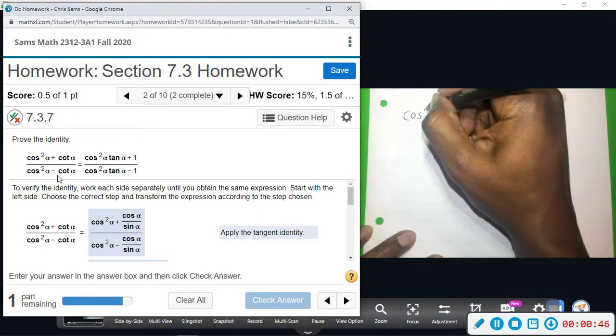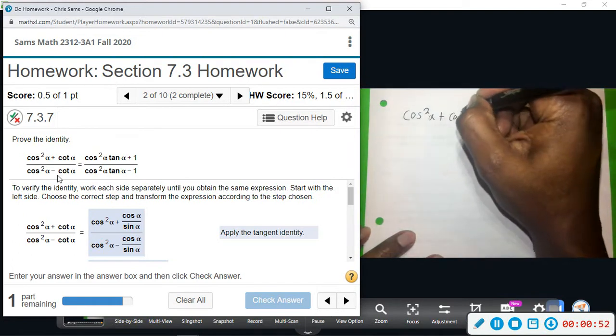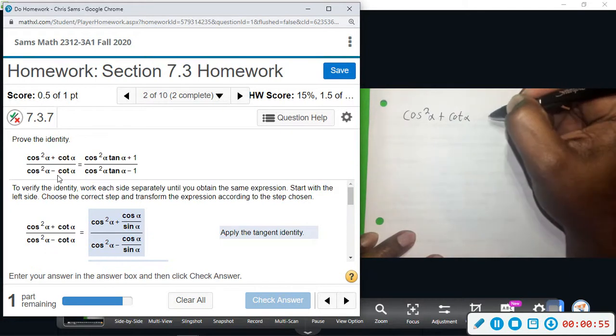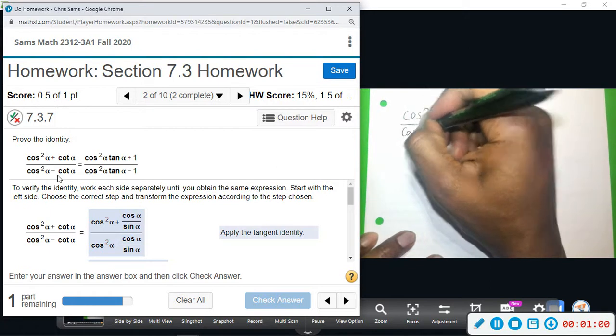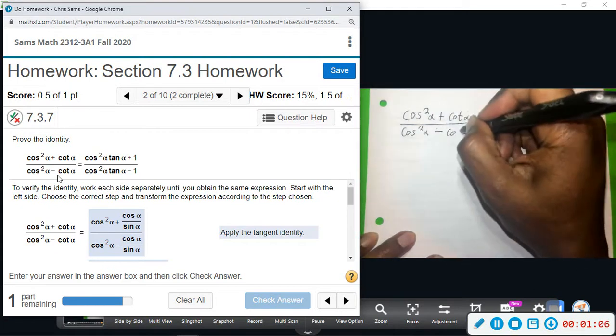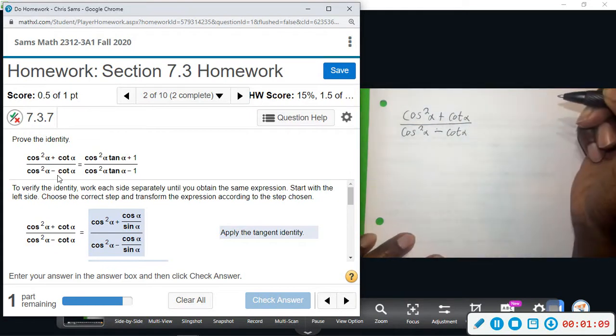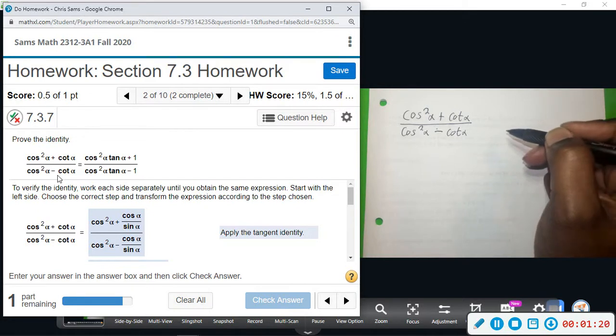So we have cosine squared alpha plus cotangent of alpha, and then divided by cosine squared alpha minus cotangent of alpha. Alright, so we want that to equal this expression on the right side, which is cosine squared alpha tan alpha plus 1, and then cosine squared alpha over cosine squared alpha tan alpha minus 1.